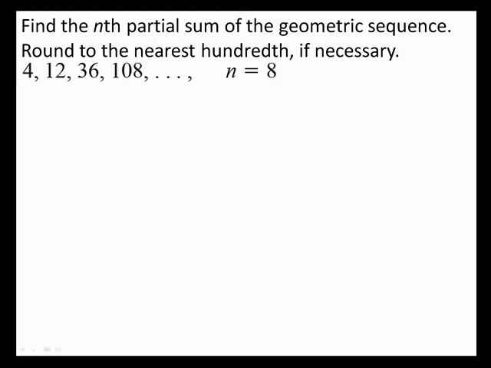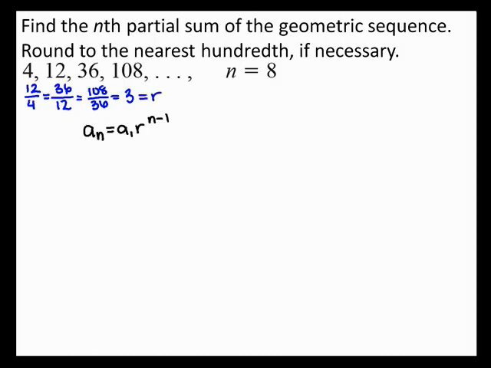Find the nth partial sum of the geometric sequence. Round to the nearest hundredth if necessary. 4, 12, 36, 108. N is equal to 8. To find the ratio, divide 12 by 4, 36 by 12, and 108 by 36. Simplify the fractions. You find the rate to be 3.